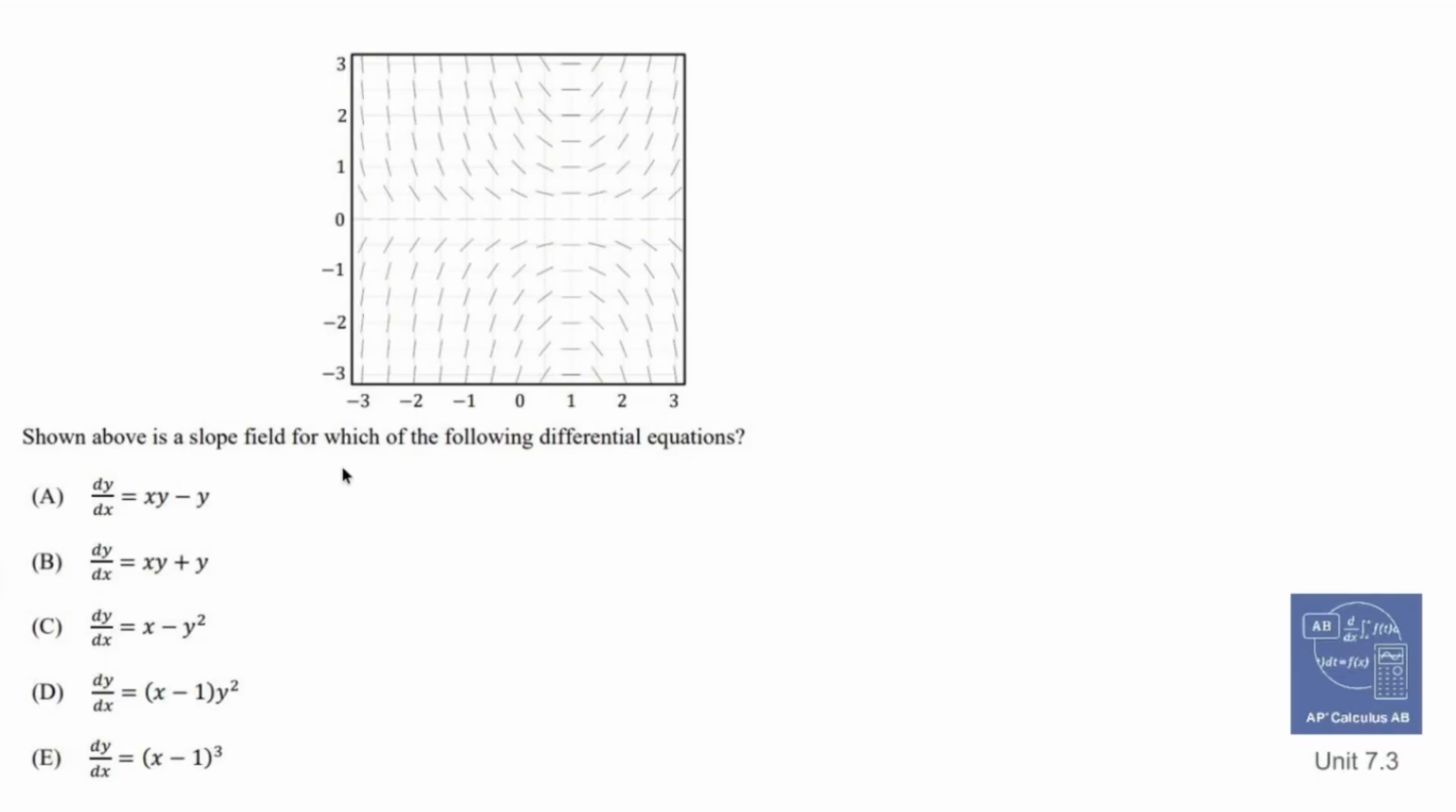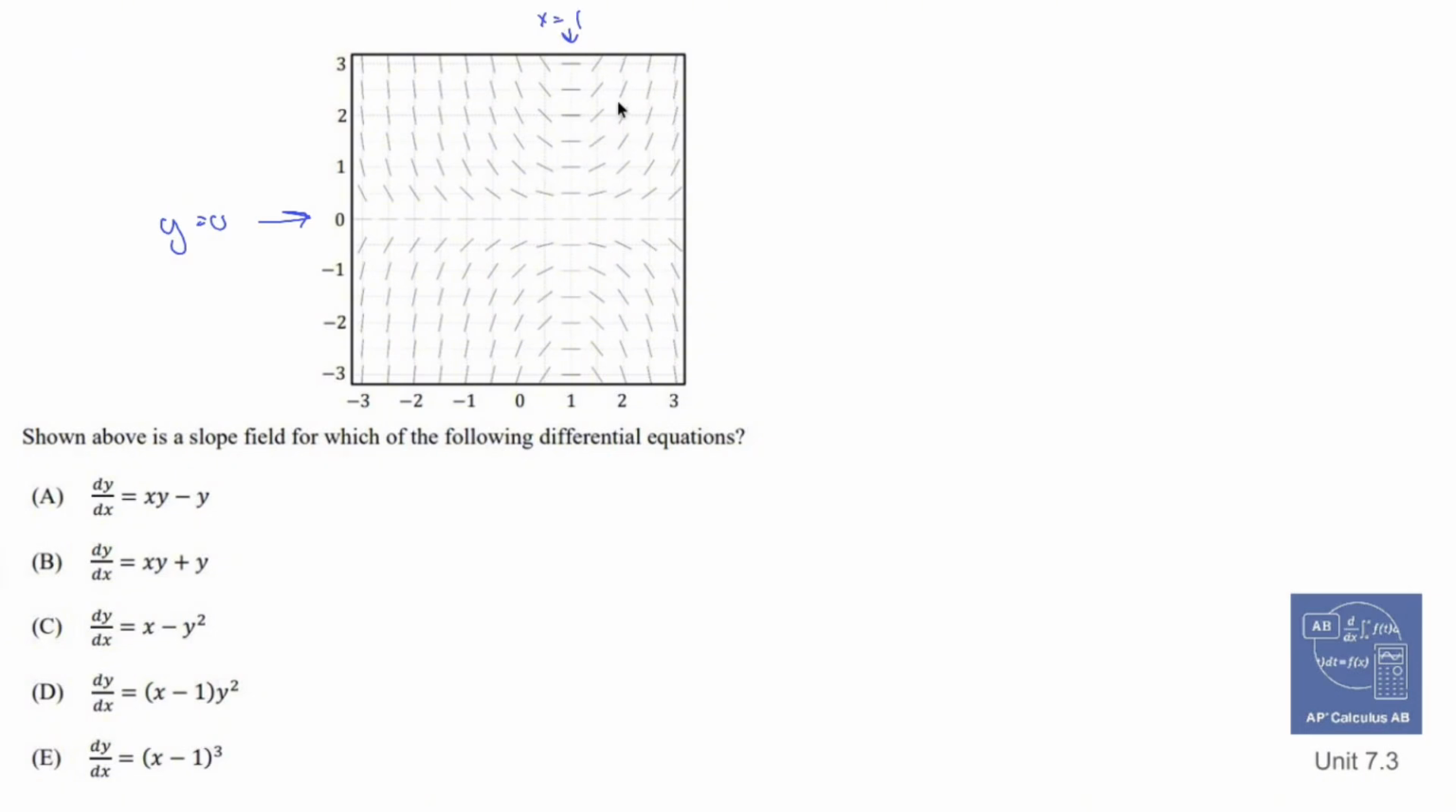Shown above is a slope field for which of the following differential equations. So we have this slope field here, we have a bunch of options here, and let's see what we can notice. What you should always try to do first is find out where your slope is 0. When y is 0, we have a slope of 0. When x is 1, we have a slope of 0 too.